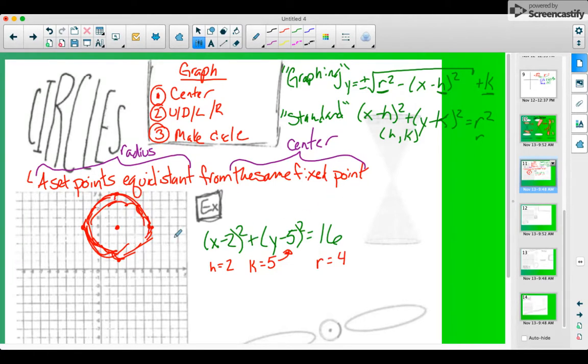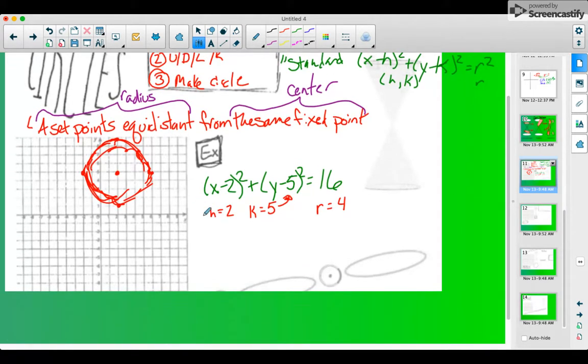Now I could ask you to graph, or I could ask you to use the information given to work backwards to create an equation. So this is example 1 up here. Maybe for example 2, I ask you to create the equation based off of some information. So something like you have a center of (-1, -3), a radius of 5, and you have to create the equation.